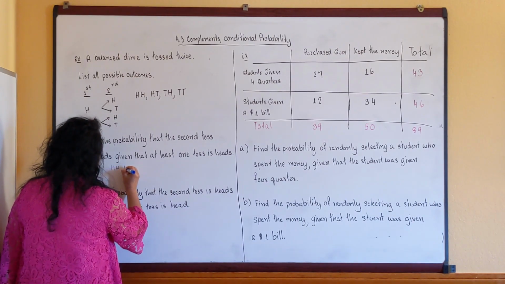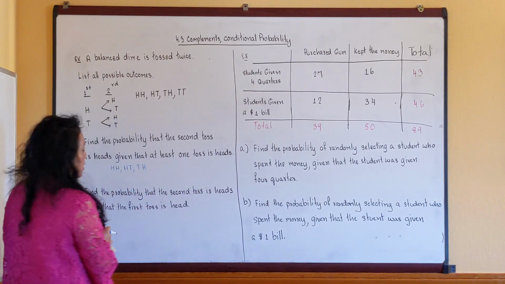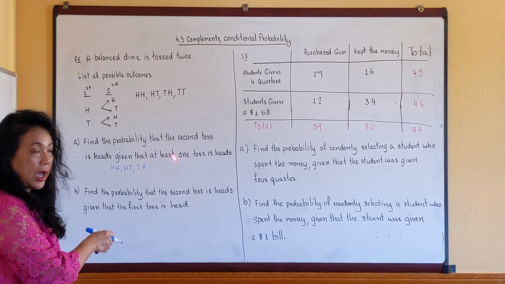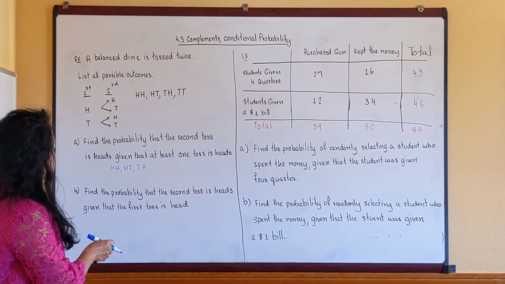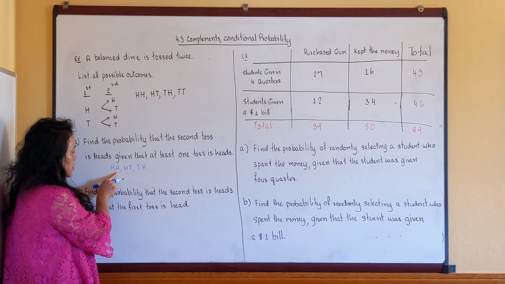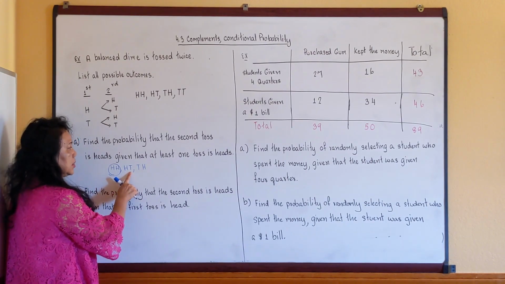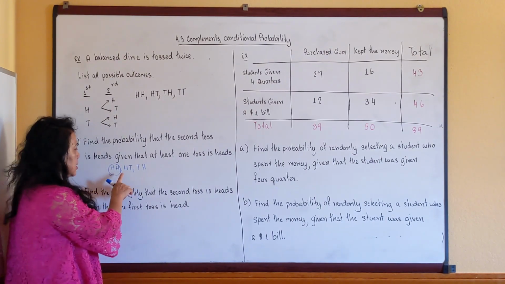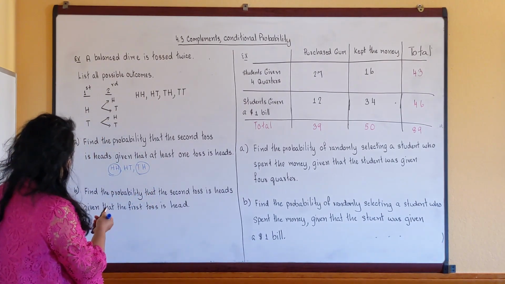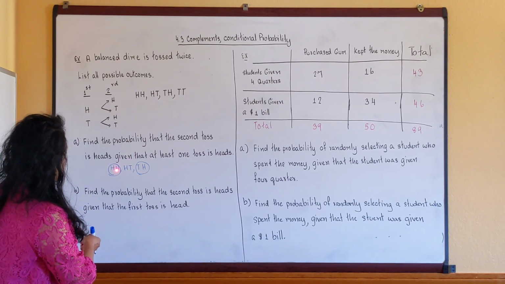At least one toss is head is HH, HT, and TH. This is the given. At least one toss is head. And out of this, find the probability the second toss is head. This is the first toss, this is the second toss. So this one doesn't work because the second toss is tail. And this one works. First toss is tail, second toss is head.